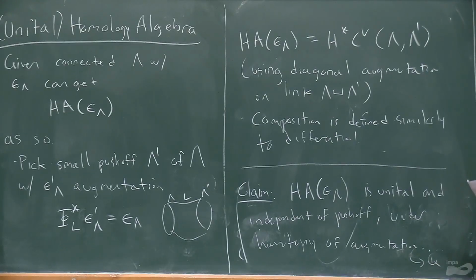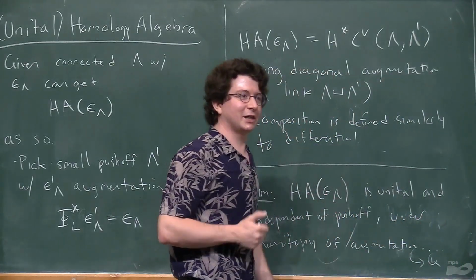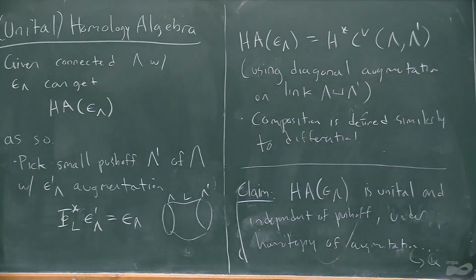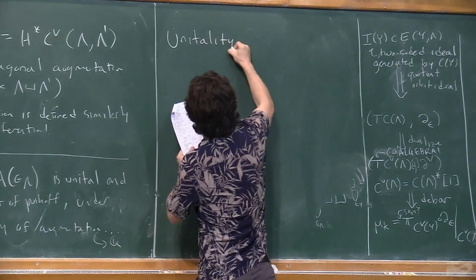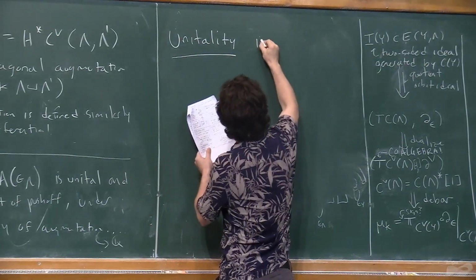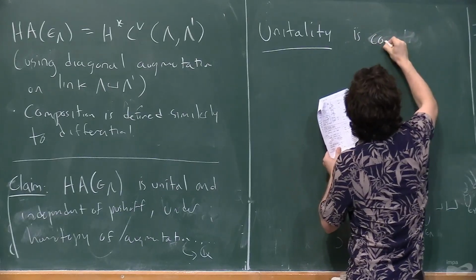A lot of this, basically everything I've said, has been formal, something that will follow formally from the setup of the Legendrian DGA, but the unitality of this is not. The unitality is something which you actually have to prove, and you have to go under the hood to do it. It's complicated.